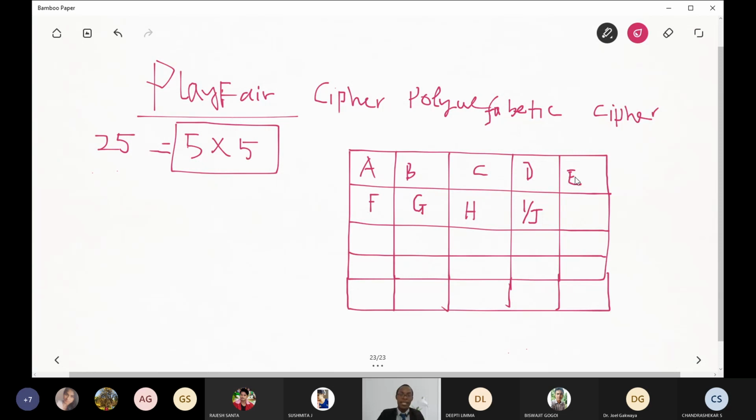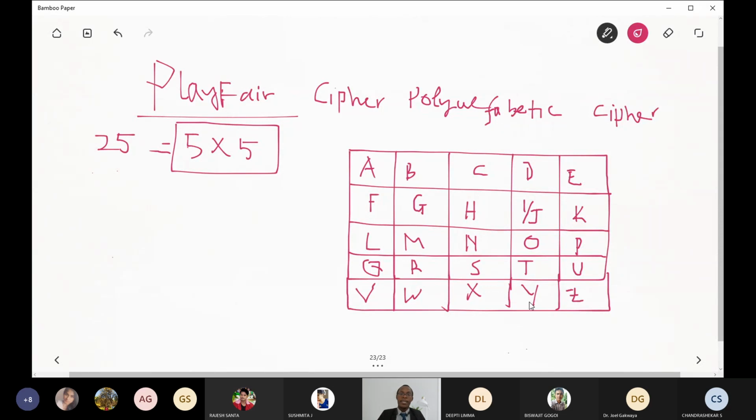Keep in mind. A, B, C, D, E, F, G, H, and I, J in the same cell, K, L, M, N, O, P, Q, R, S, T, U, V, W, X, Y, Z. Clear? This is number one to understand about Playfair.